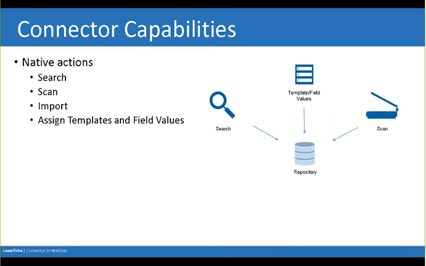And the way Connector does this is it uses tokens to perform searches and populate metadata. This means that once you've set up your search, you don't have to manually type any search terms. Instead, tokens will tell Laserfiche Connector what information to pull and locate.